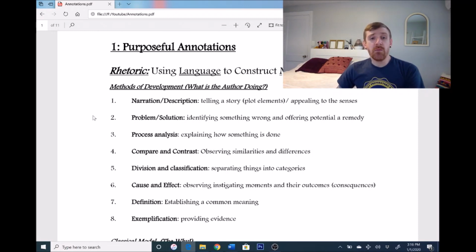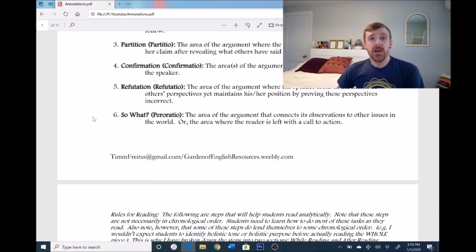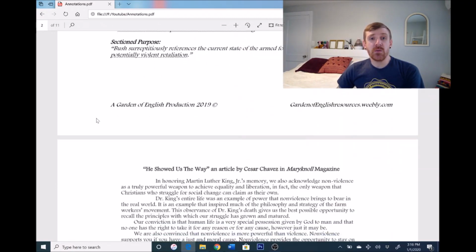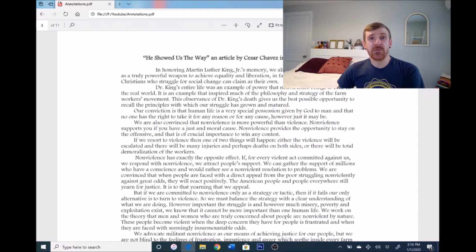So what we're going to do today is I'm going to scroll down a little bit here, and I am going to find this article. "He Showed Us the Way." It's an article by Cesar Chavez that was on the 2015 AP Lang Exam, question 2.